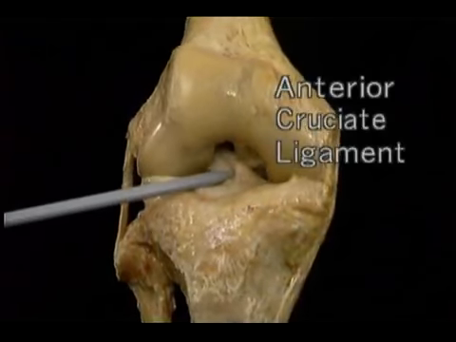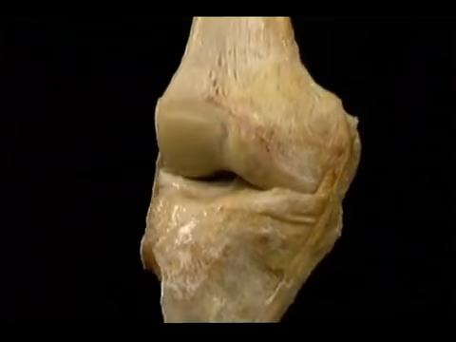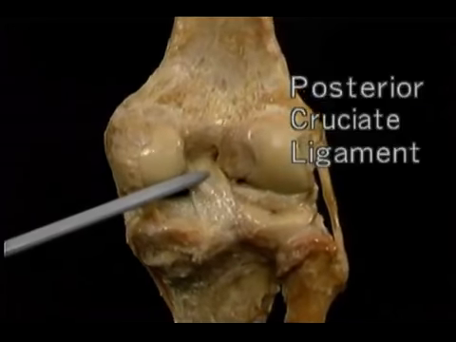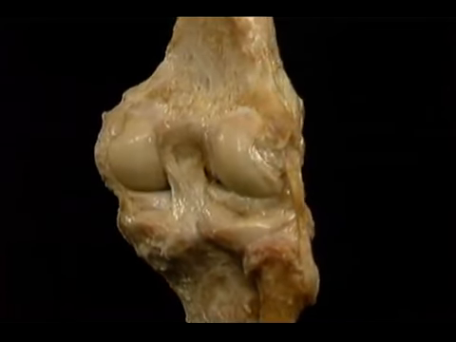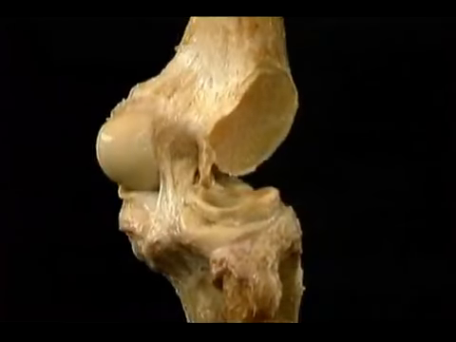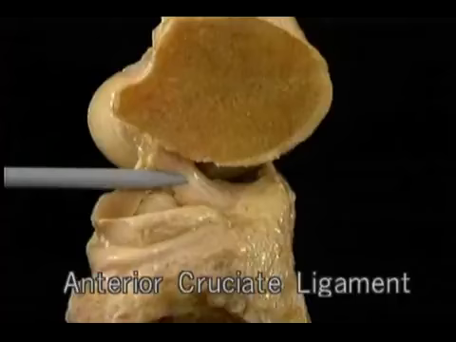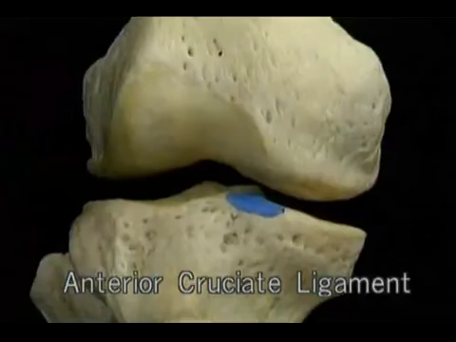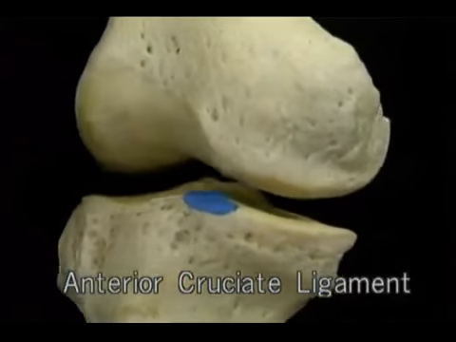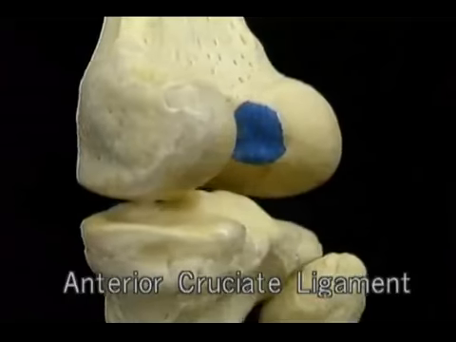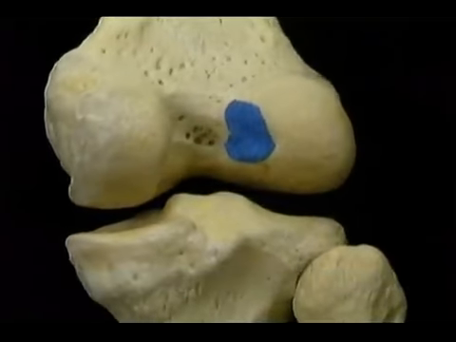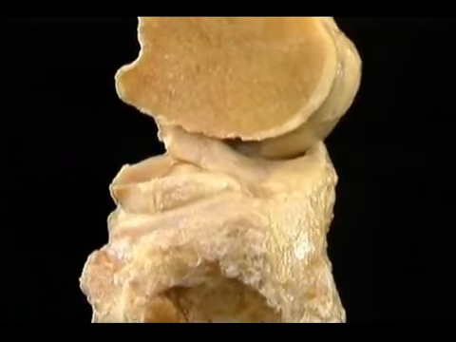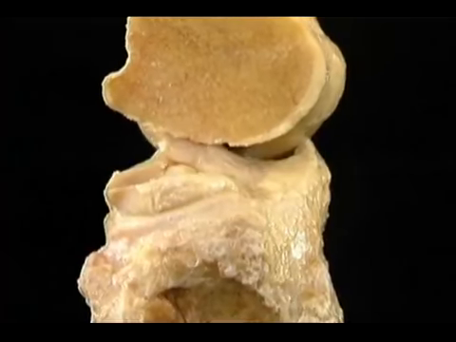Here's the anterior cruciate ligament, seen from in front. Here's the posterior cruciate ligament, seen from behind. To get a better look at them, we'll remove the lateral condyle of the femur. Now we can see the whole of the anterior cruciate ligament. The anterior cruciate ligament goes from here on the tibia to here on the femur, on the inner aspect of the lateral condyle. The anterior cruciate ligament prevents the femur from moving backward in relation to the tibia.